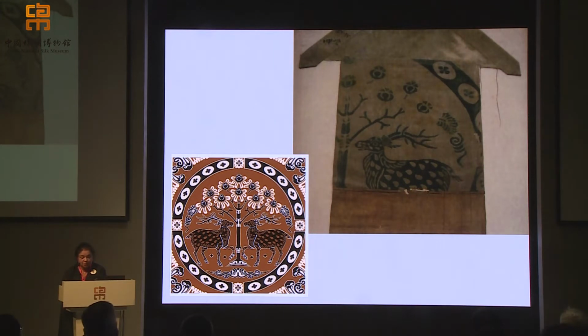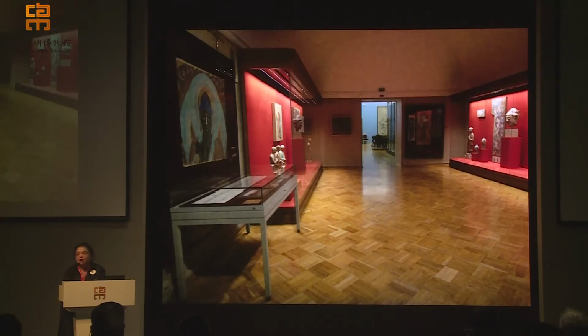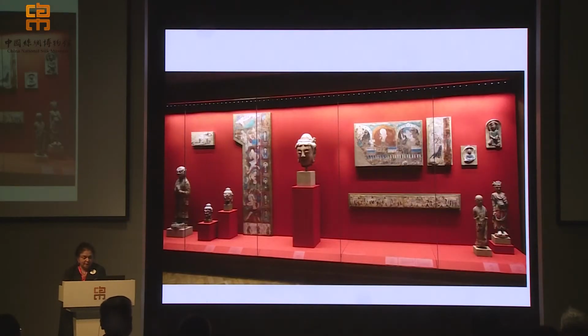Sometimes it's unique because we have this banner with a deer standing under the pomegranate tree, and thanks to the collection in small pieces in the British Museum, we could reconstruct the posture and the whole roundel with a pair of deer standing under the tree. So this is one of the halls, one of the rooms, how it looks.